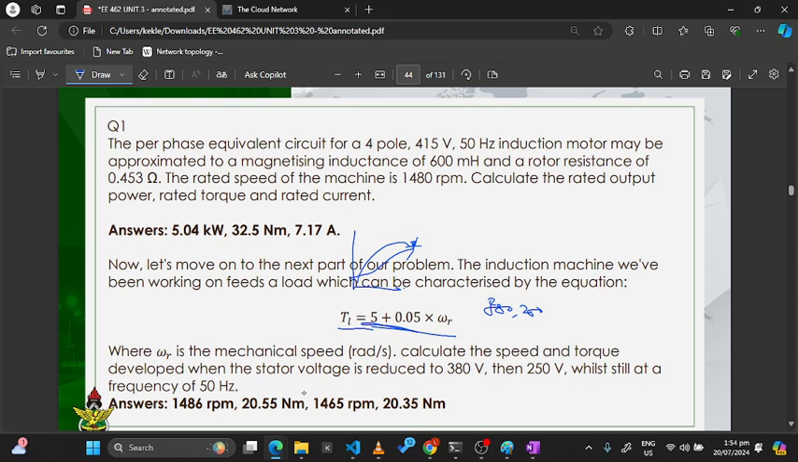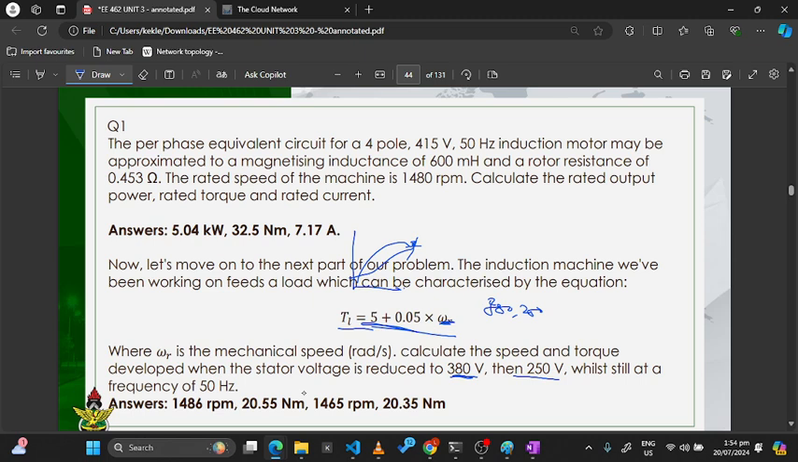So it is the load characteristics, where omega r is the mechanical speed in radians per second. Calculate the speed and torque developed when the stator voltage is reduced to 380, then 250, still at a frequency of 50 hertz. So we want to keep the parameters the same. The only thing we want to do right now is just change the voltage. We are not changing the frequency, we are only changing the voltage.